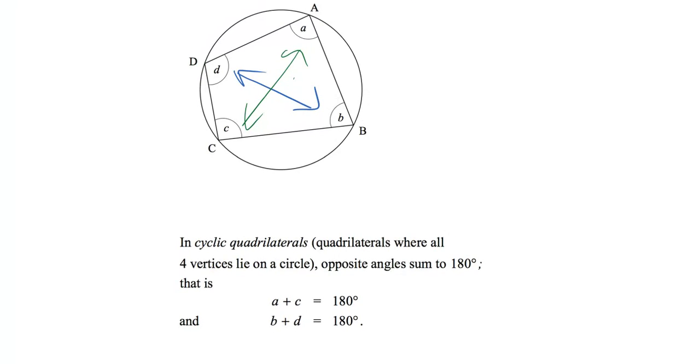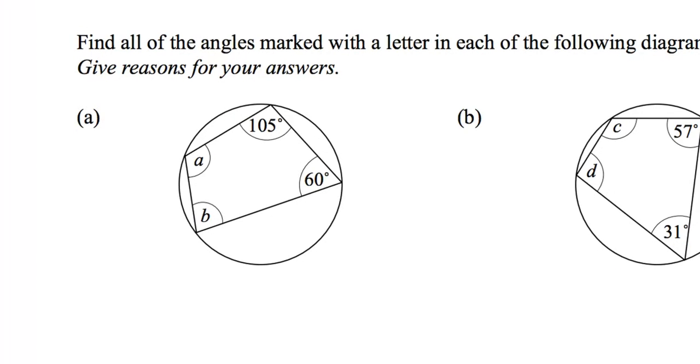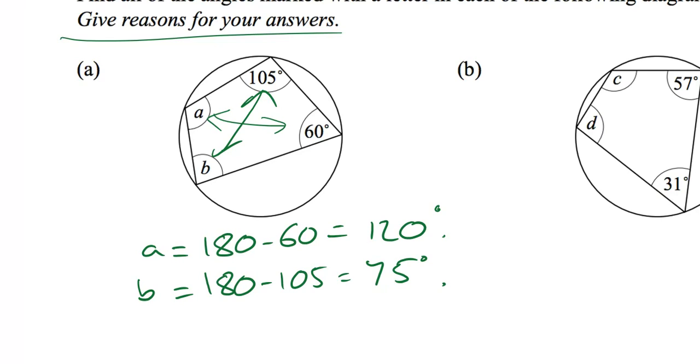Okay, so we can use this in questions just like what we've got here below. So let's take a look, right? If I'm looking at that left-hand side, part A, I can tell you straight away that A is going to be 180, take away 60. Well, A is going to be 120. If I wanted to work out what B was, it's the same principle. It's going to be 180 take away 105. So B is 75 degrees, right? They have to add up to 180. The reason for this, if it wants us to give a reason for our answer, is because the quadrilateral is cyclic, so opposite angles add up to 180.